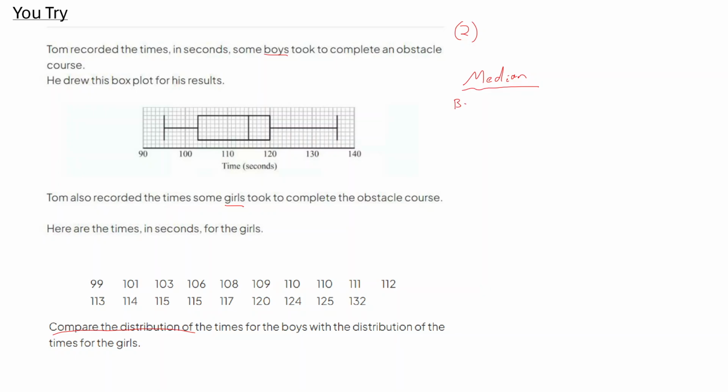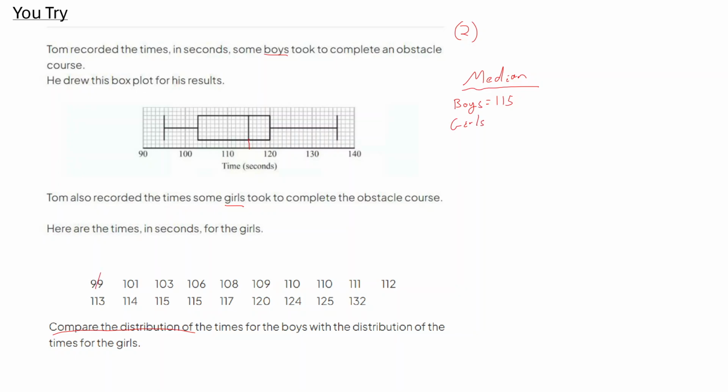So the median for the boys is equal to, we're looking at this value here. That's 110. We're going up in increments of 1, 11. It's quite hard to see. I think it's 115. Yeah, boys is 115. And for the girls, I've got to go and cross off my data. So that's going to do that.